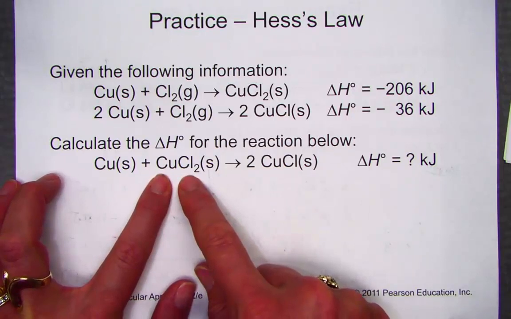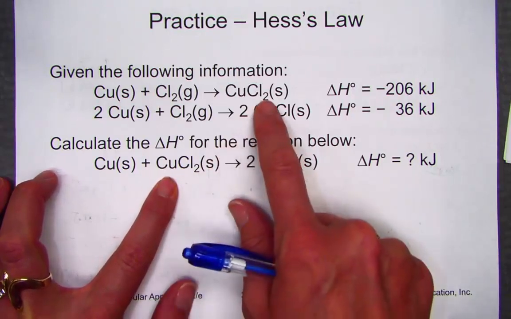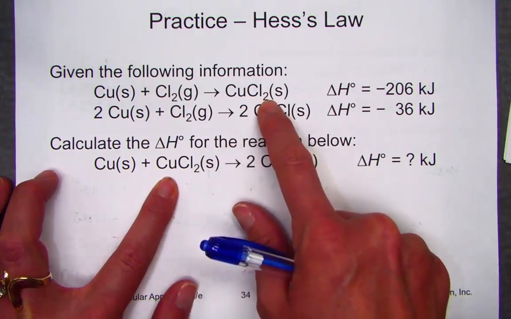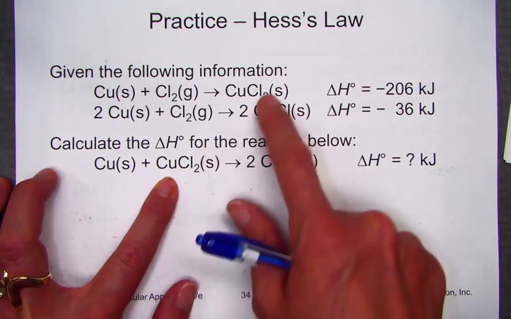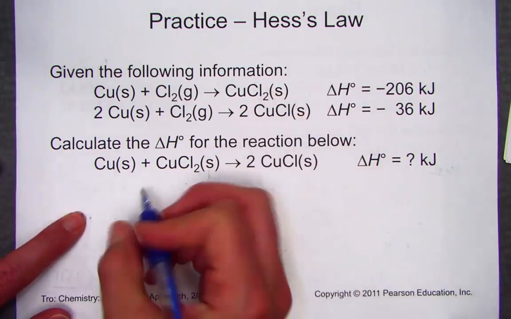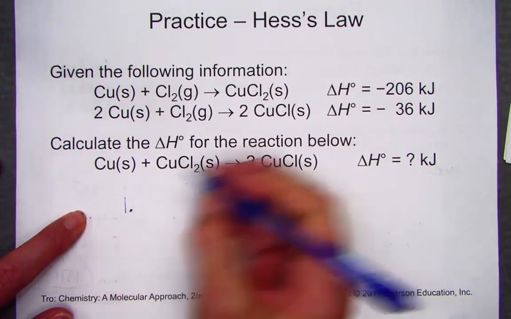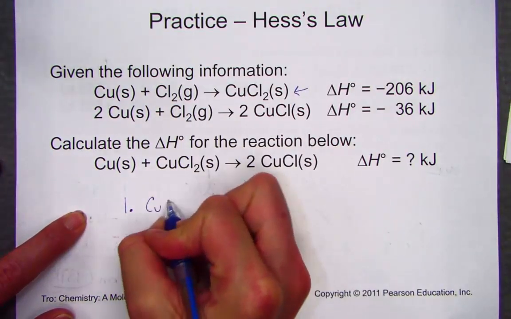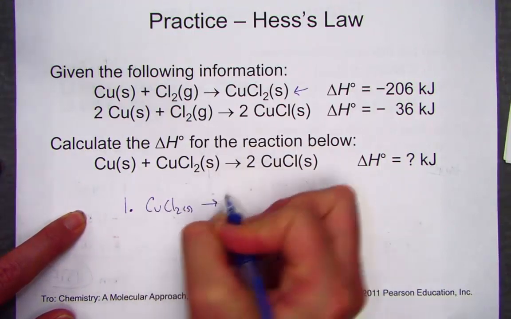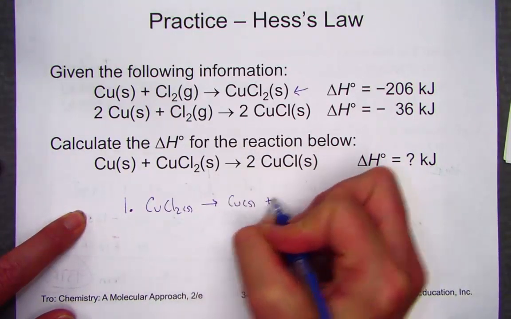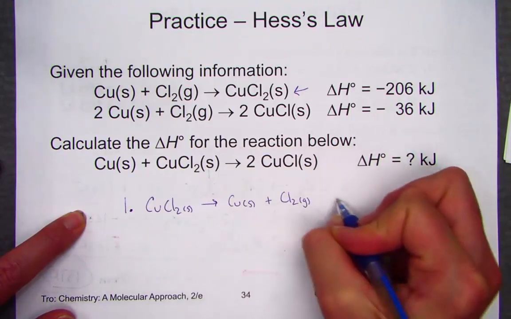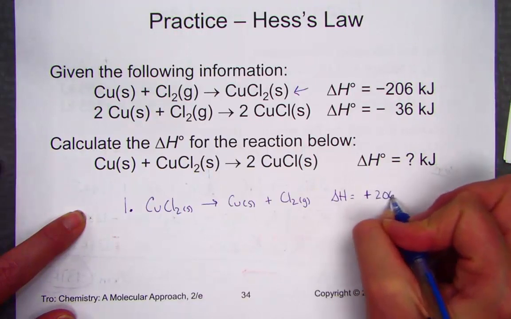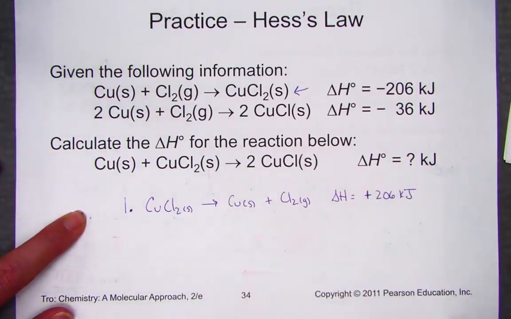Here is copper 2 chloride as a solid, and that particular reactant is in a unique position. Only one of them appears, and it's in the first equation. I like how many I have, but it's on the incorrect side of the arrow. So I think what I'm going to do is rewrite this first equation and flip its direction. So CuCl2 as a solid, we'll go to Cu as a solid and Cl2 as a gas. Since I flipped the direction, the delta H goes from negative to positive 206 kilojoules of heat.